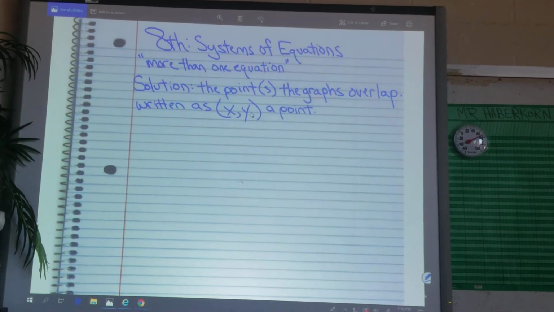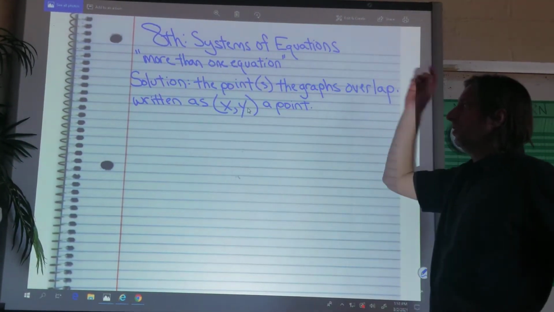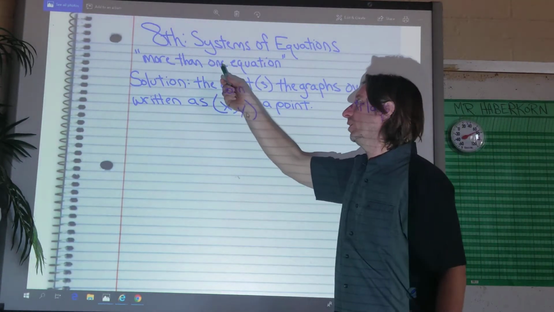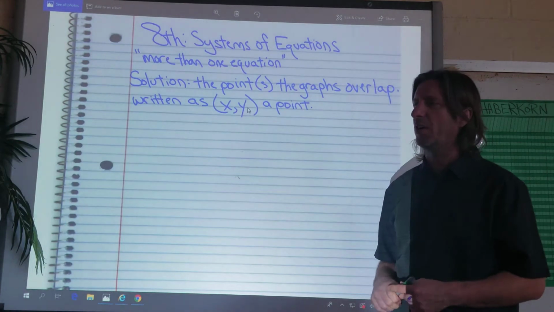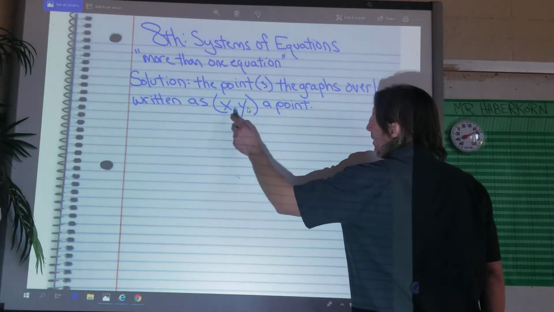Now we've started talking about systems of equations, which just means more than one equation. It could be two, it could be three, but we're 8th grade, we're just going to talk about two equations. And all these equations have two variables.